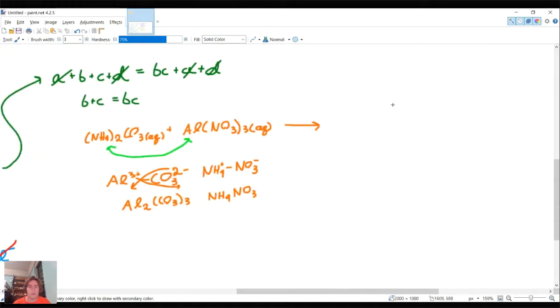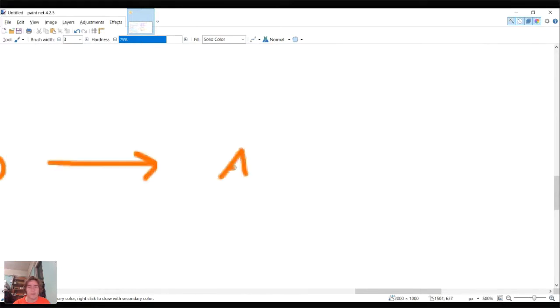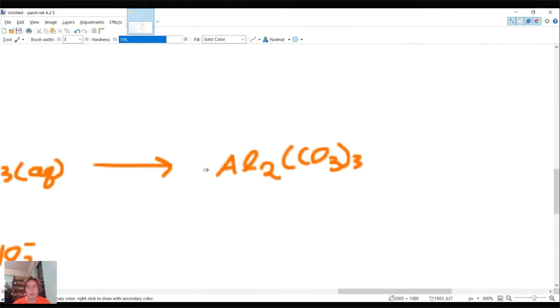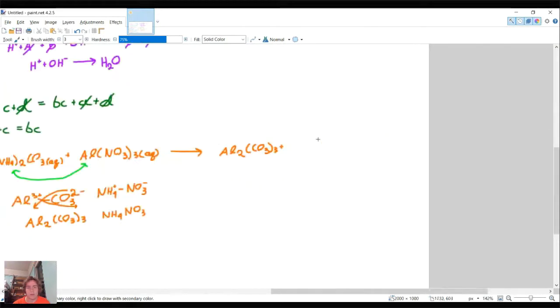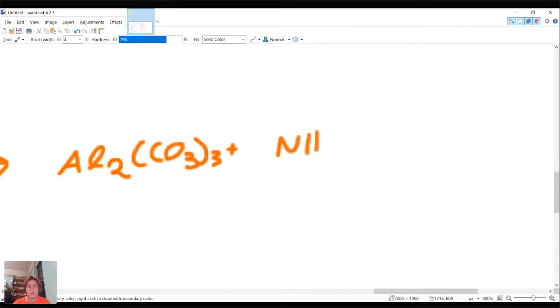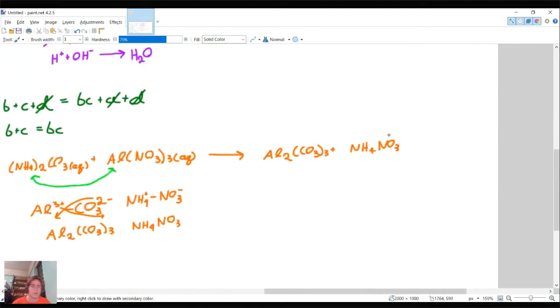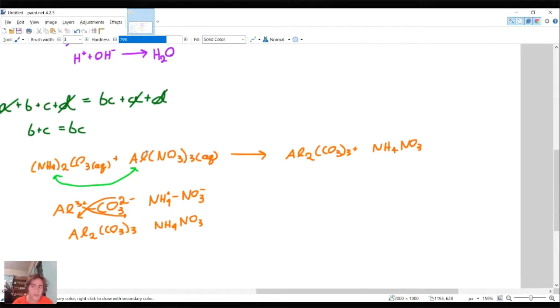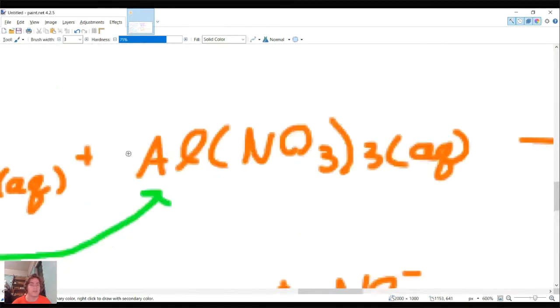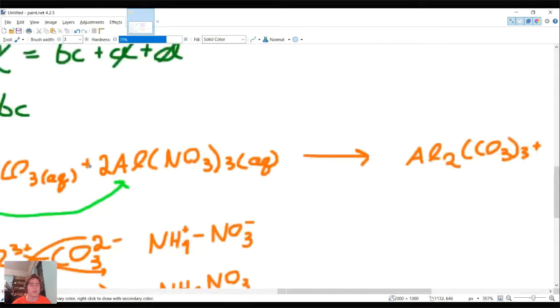So now we have some terms to write. We have Al2(CO3)3, and I'm leaving space on purpose so we can balance the equation, NH4NO3. So we have to balance stuff. How do we balance this reaction? What should we start with? Well, there's only one aluminum on one side and two on the other, so we should balance the aluminums. So we're going to double the amount of aluminum on this side to balance it.